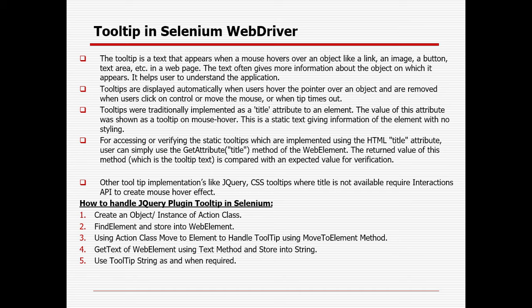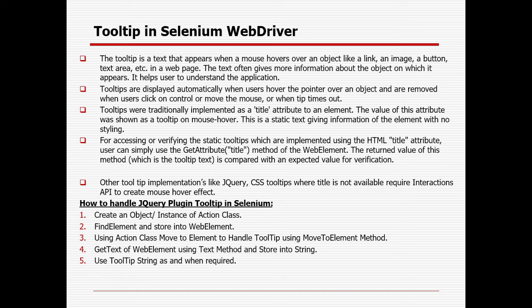Sometimes there are so many web elements available, like links, buttons, images. If we mouse over that particular element, we can get some sort of text. That is called a tooltip. It will give you more information about what that image, link, or button is all about. Tooltips are displayed automatically when the user hovers the pointer over an object, and are removed when the user clicks on the control, moves the mouse, or when it times out.